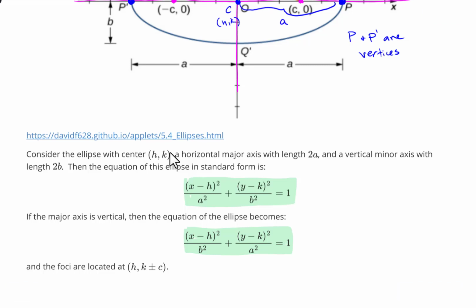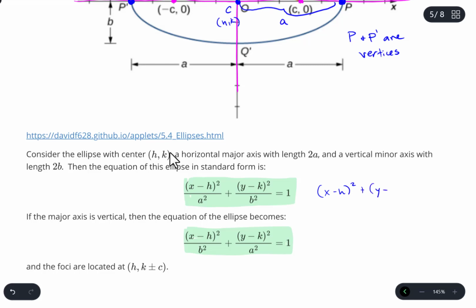And in fact, they really are, because you have x minus h quantity squared over some constant plus y minus k quantity squared over another constant equals 1. For a circle, it looked like x minus h quantity squared plus y minus k quantity squared equals a constant squared. And so really, if I multiplied both sides by a squared times b squared, I kind of have it in a form that would look very similar to a circle in that respect.